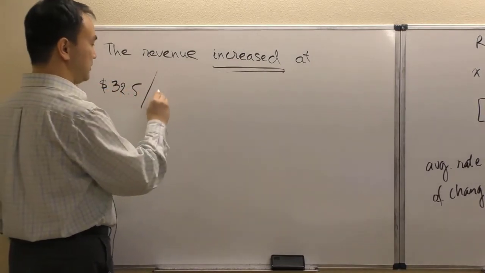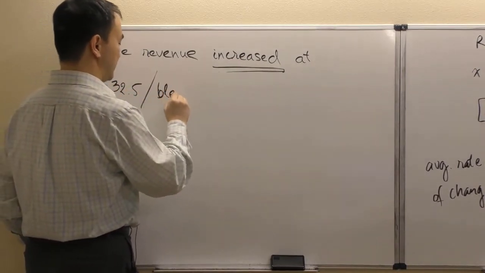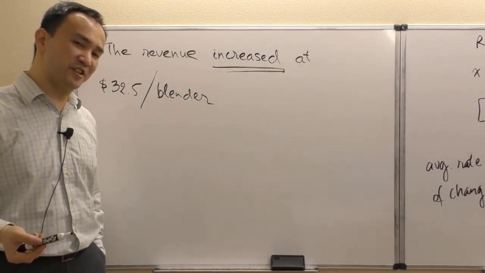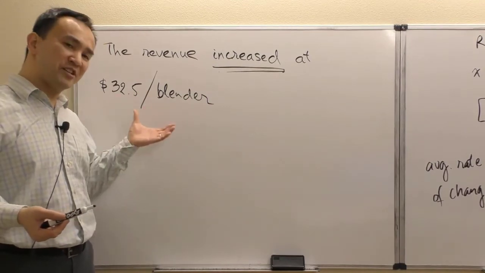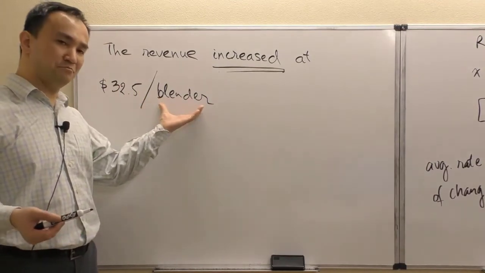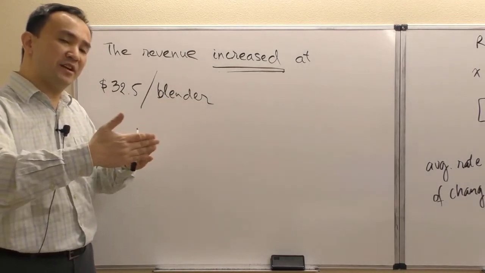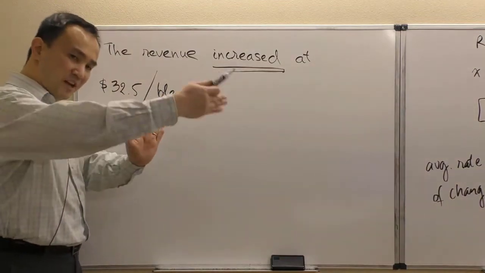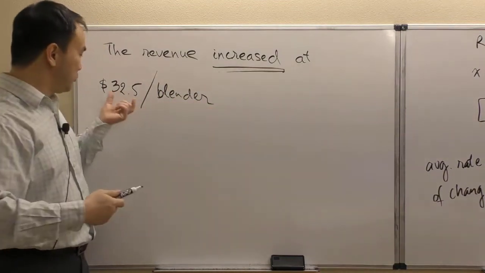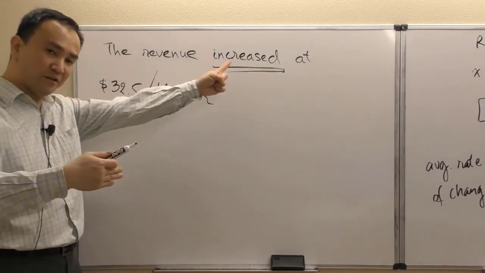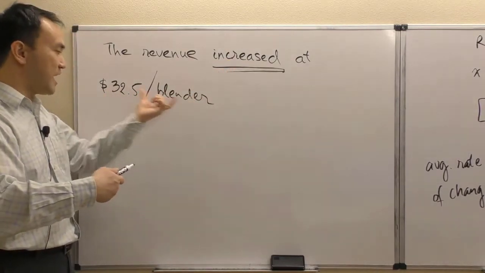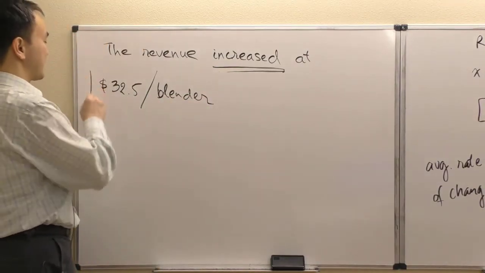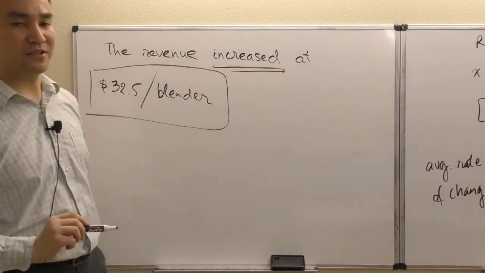at $32.5 per, but this time per blender. Unlike many other examples that I have where the function is in terms of time, here the rate of change can also be measured per blender. So think about on average, if you're selling in that interval from 20 to 30, then you are adding to your revenue about $32.5 per blender. And that's the meaning of this average rate of change.